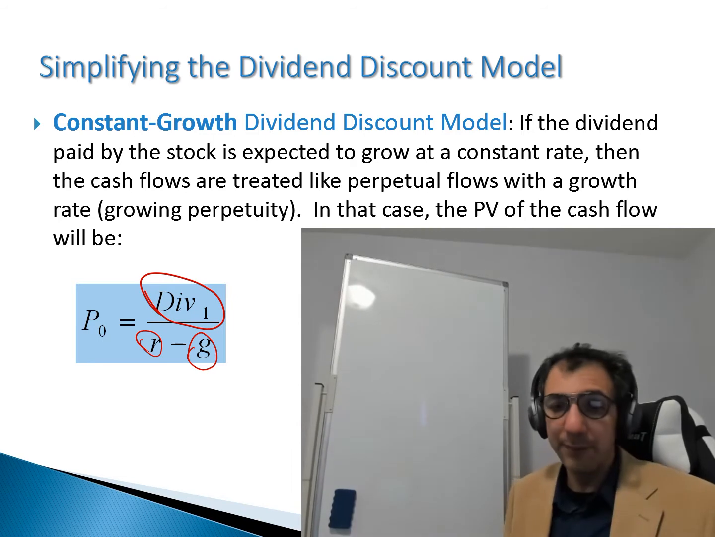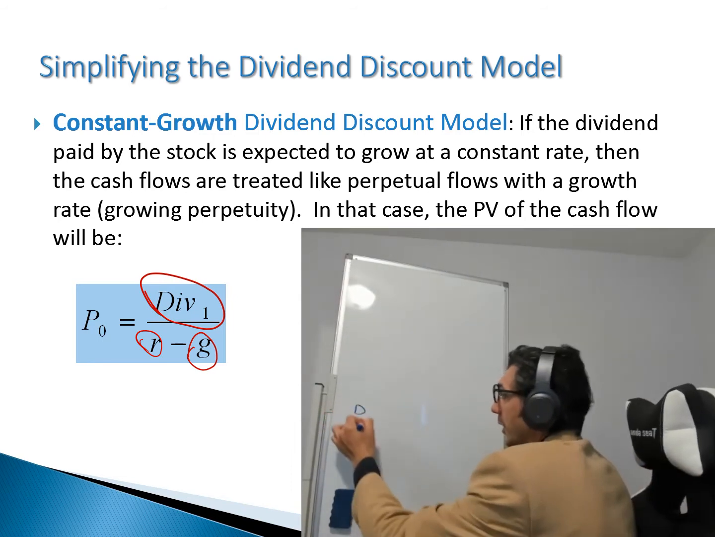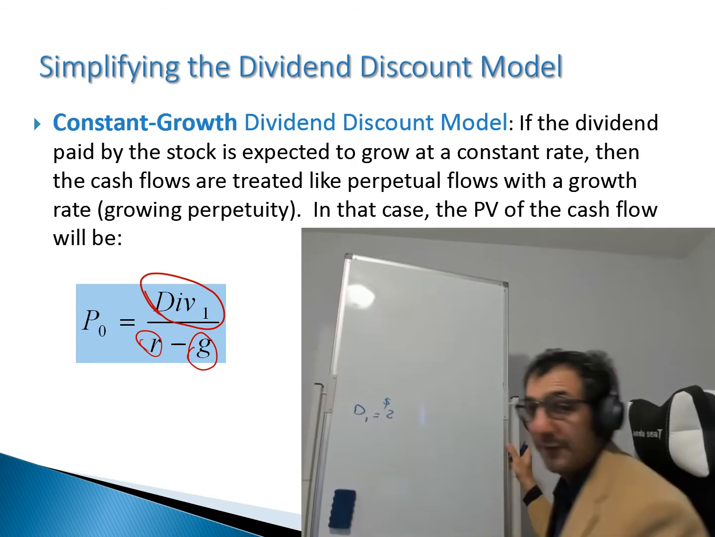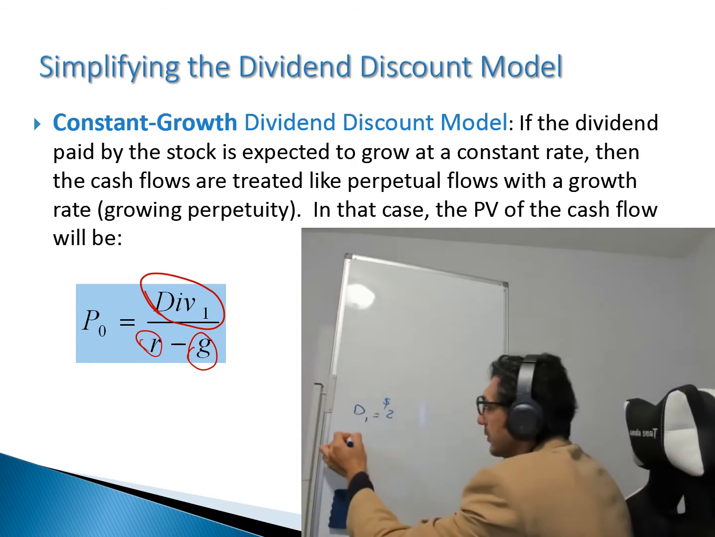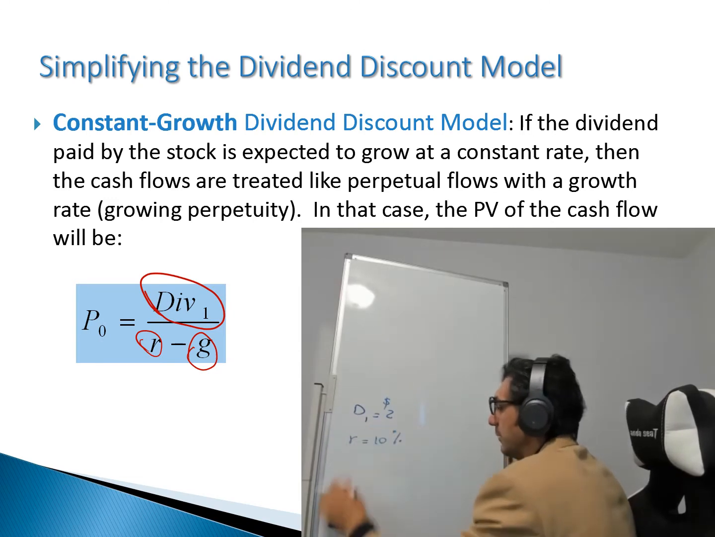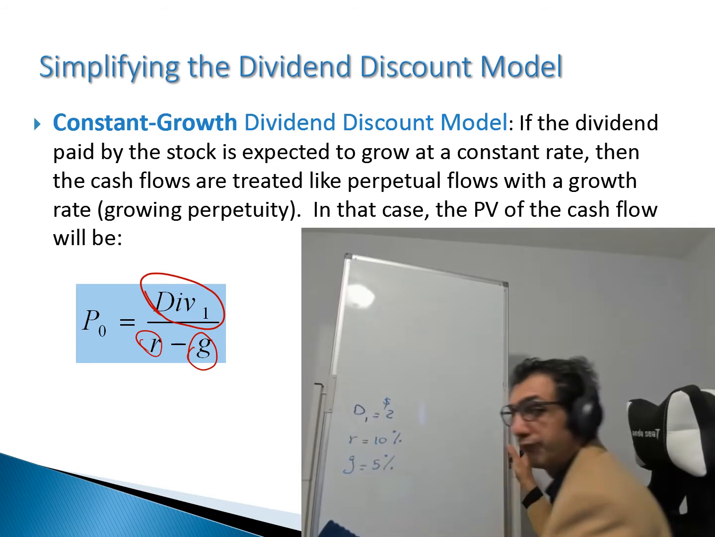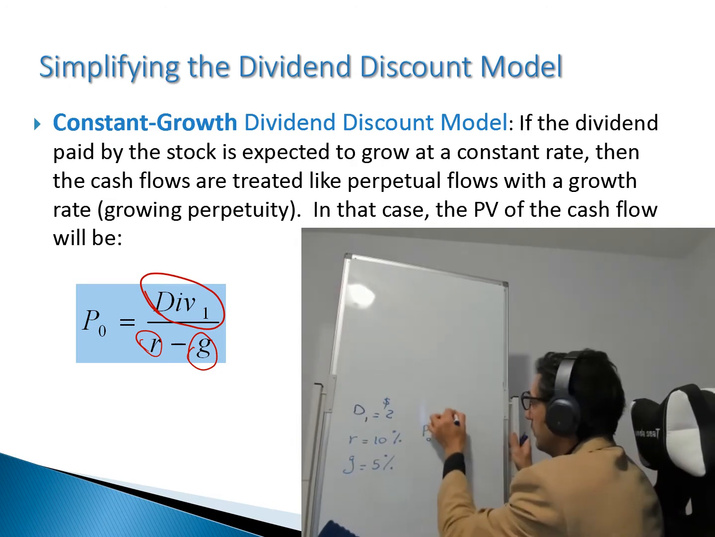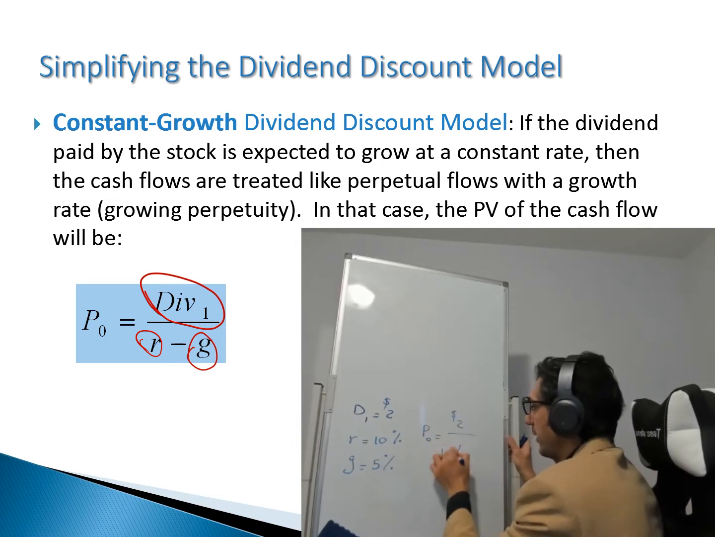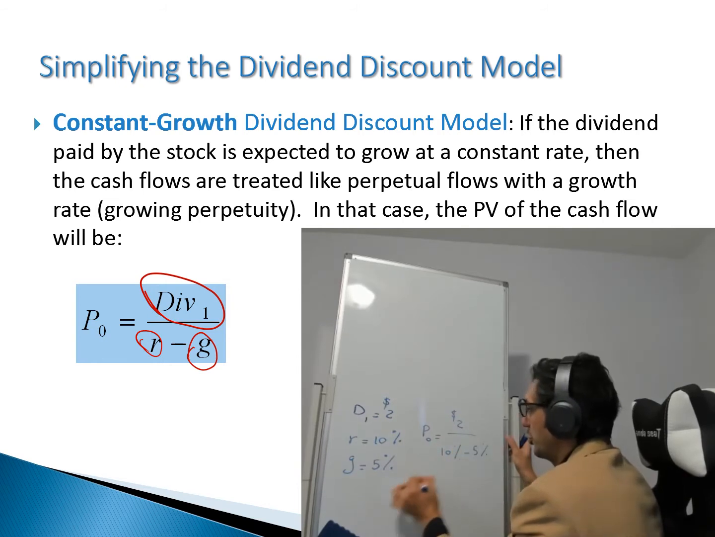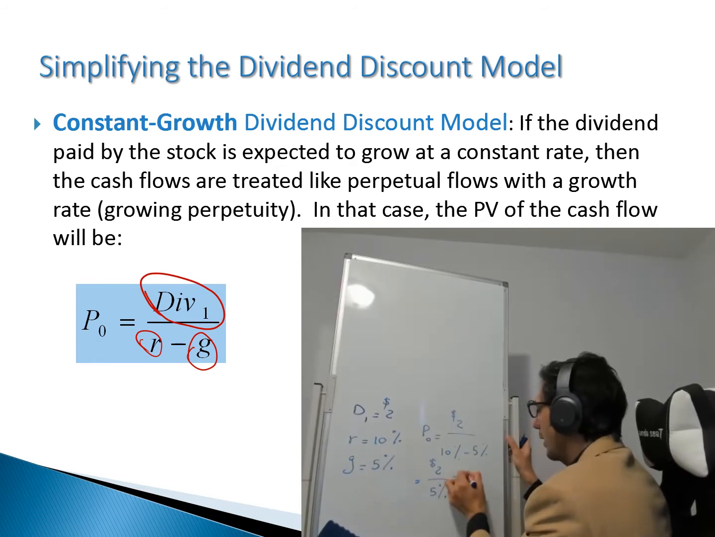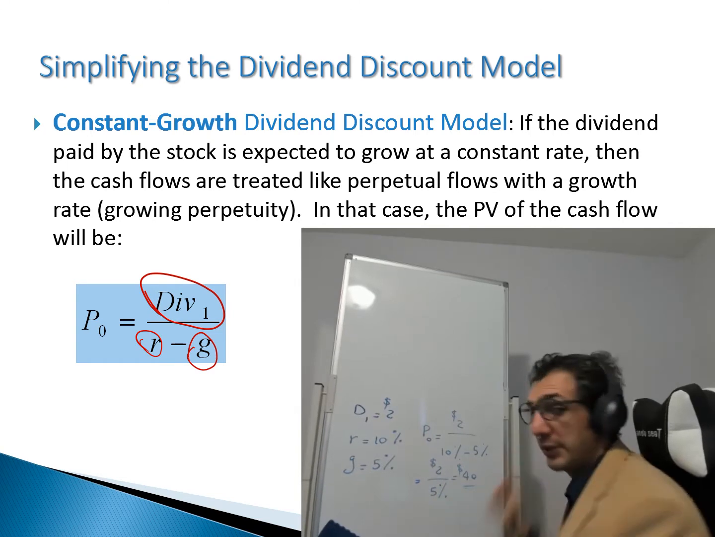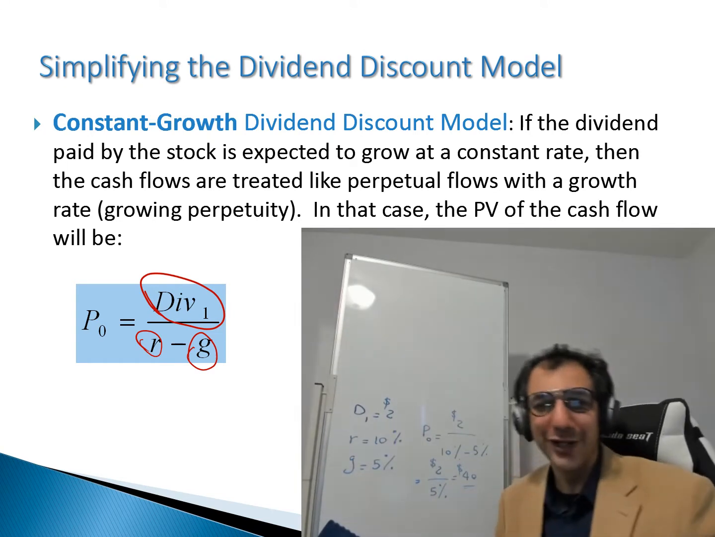Let's go with a very simple example. Let's assume the company is going to pay $2 as the first dividend, so your D1 is $2. The appropriate discount rate for this company is 10%. The dividend we expect to grow at the rate of, let's say, 5%. You can calculate the stock price by dividing $2 by 10% minus 5%, which is $2 divided by 5%. So in this case, the stock price should be $40. Given this assumption, you can calculate the stock price.